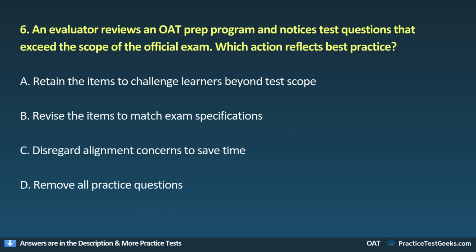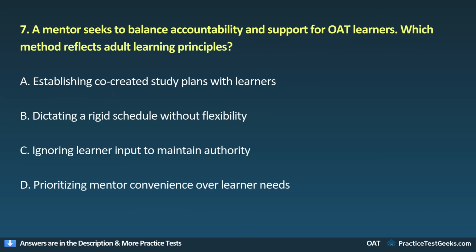6. An evaluator reviews an OAT prep program and notices test questions that exceed the scope of the official exam. Which action reflects best practice? A. Retain the items to challenge learners beyond test scope. B. Revise the items to match exam specifications. C. Disregard alignment concerns to save time. D. Remove all practice questions.